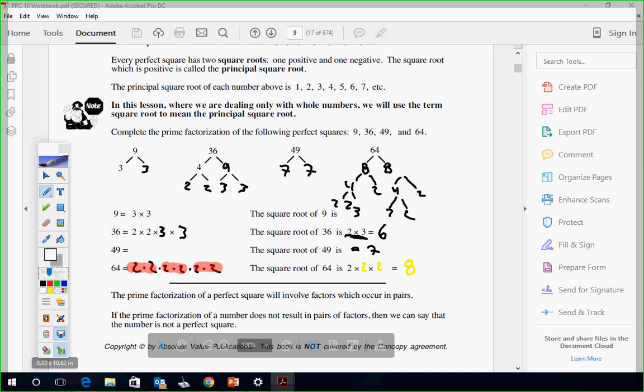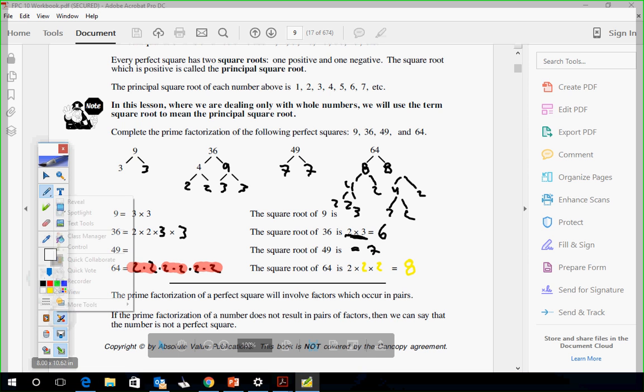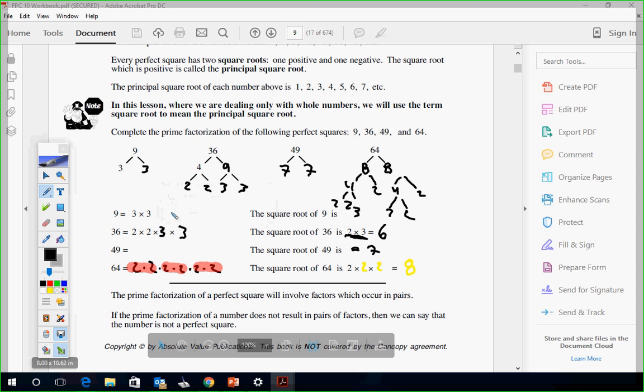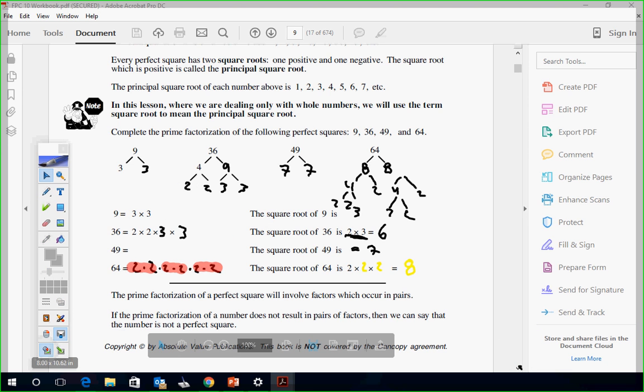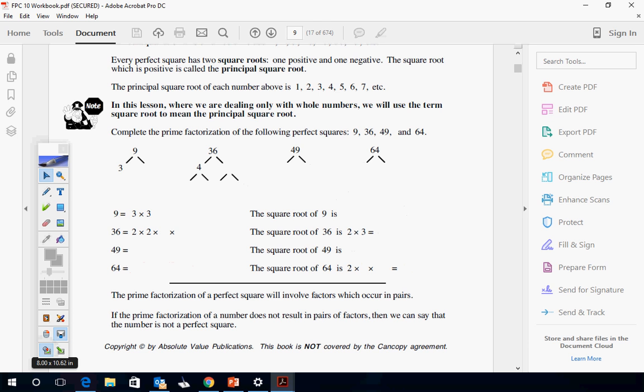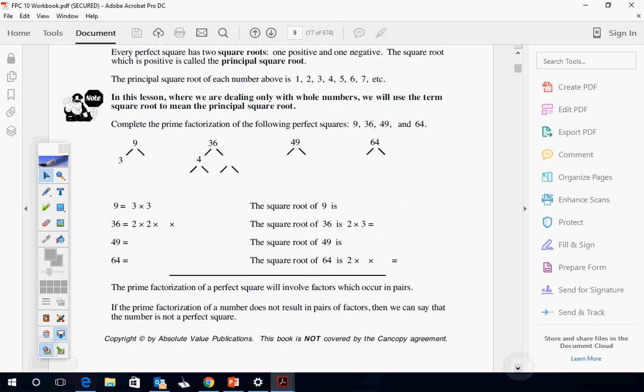Take my pens off is why. Okay. Okay, continuing here. Almost done.